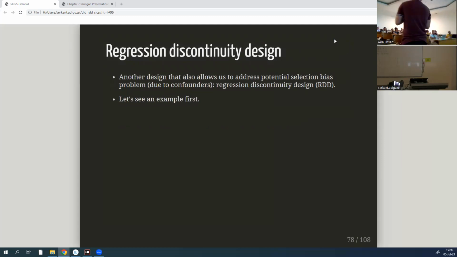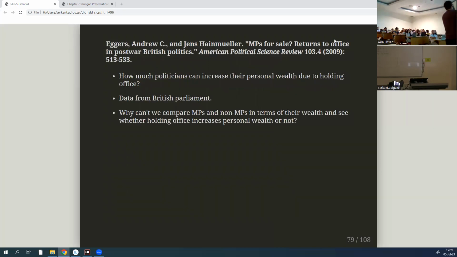So this is essentially another design that allows you to tell a causal story using observational data. And I'll just jump to an example again from Imai's textbook. It's a paper published in APSR. The question is how much politicians can increase their personal wealth due to holding office. So that's the returns from an office. And the data is from the British Parliament.